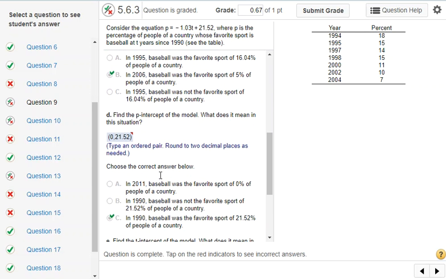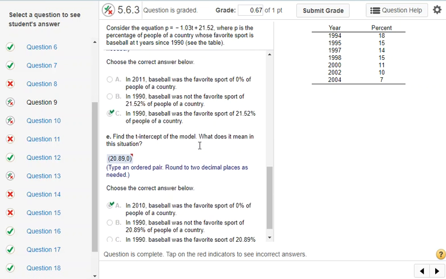Okay. Let's see down here, the P-intercept. 1990 is the starting year, but the intercept itself is the ordered pair that you get when you plug in 0. So it would be 0, 21.1. The interpretation would be in 1990, 21.51, etc.